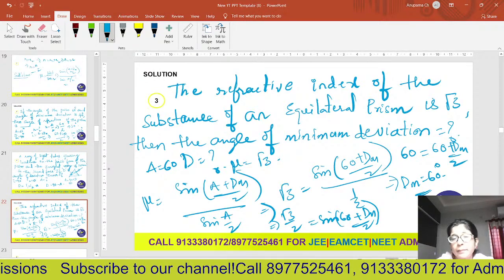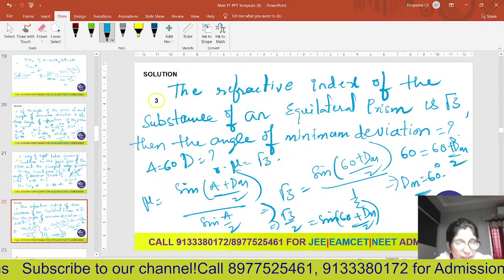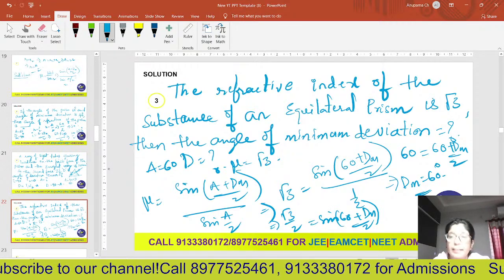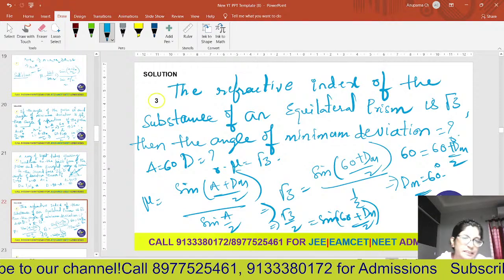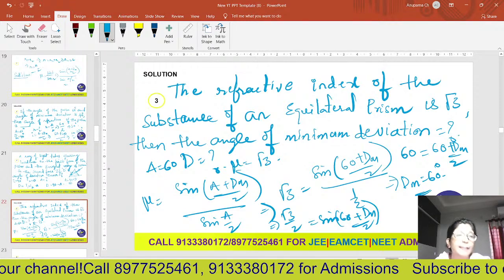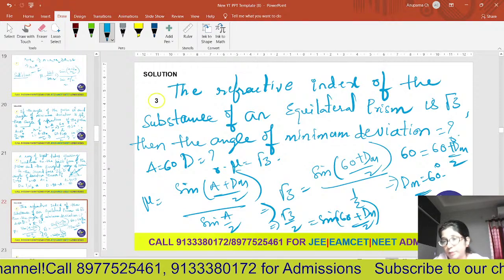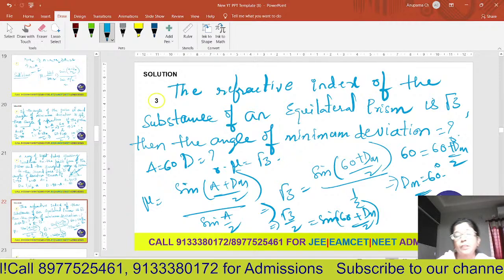So this is about the prism and refractive index of the prism. As I told you, in continuation with this, we have small angled prisms and combination of two small angled prisms. That we will continue in our next session.